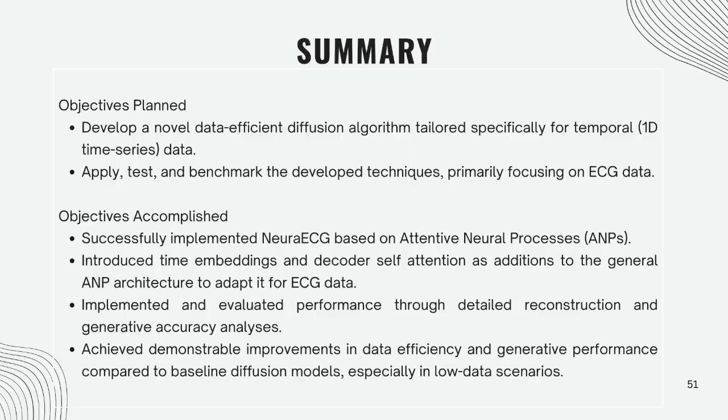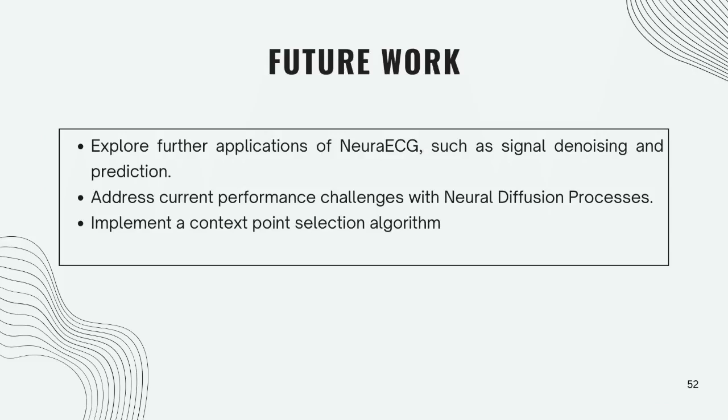To summarize, we built a diffusion-based generative model that works well even when trained on small ECG datasets. We enhanced it using attention, time embeddings, and self-attention layers. We validated its performance through multiple metrics and practical use cases, and the results were promising. Our research can be extended to improving neural diffusion, optimizing context selection, and real-world deployment like prediction or denoising.